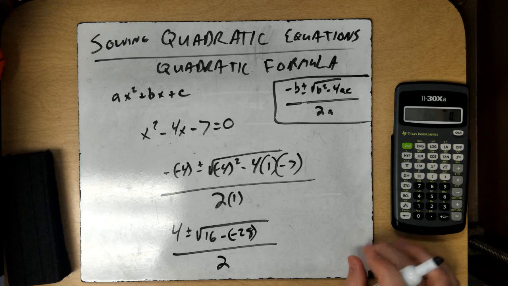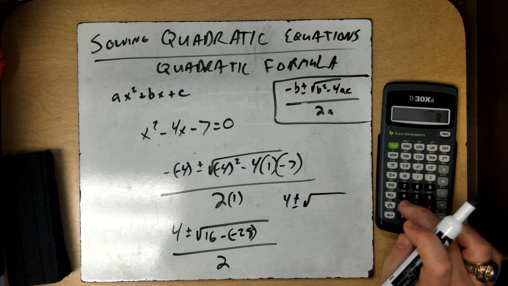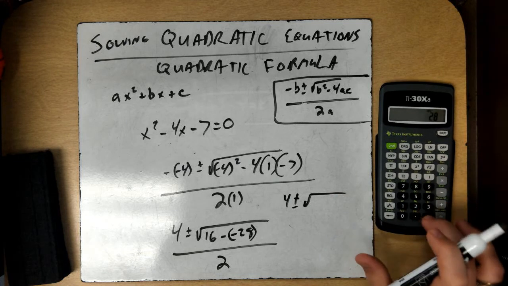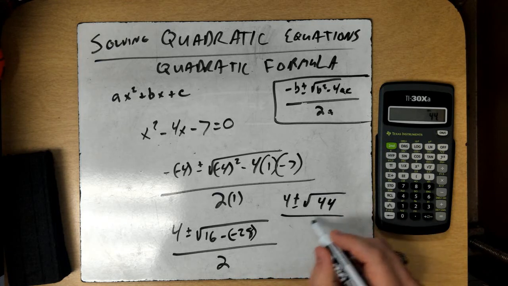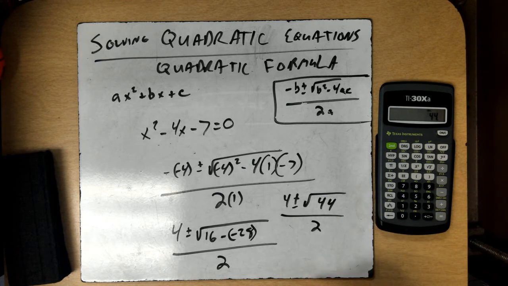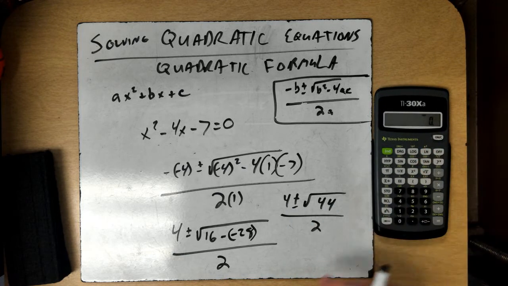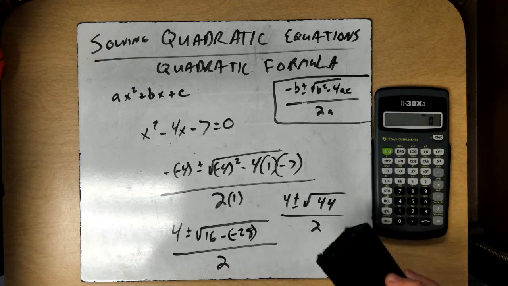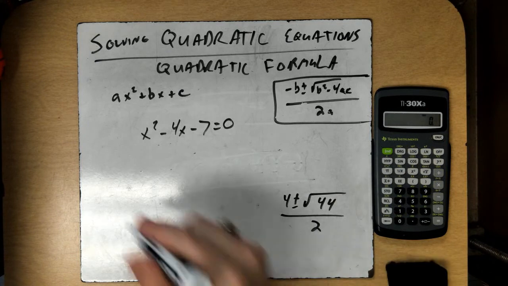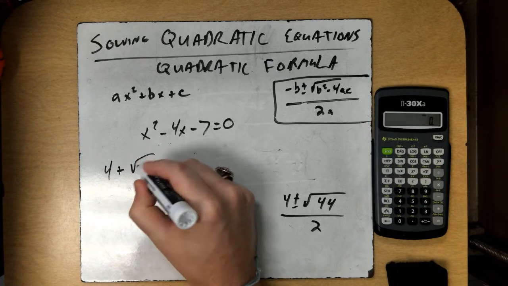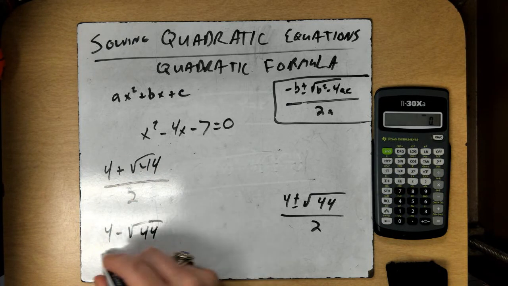Okay. So I'm going to go ahead and do 16 minus negative 28 equals 44, all over 2. And once again, we're going to go ahead and do 4 plus. So I'm going to erase this again to show you. Make sure you have this written down. So we're going to do 4 plus the square root of 44 over 2, and 4 minus the square root of 44 over 2.